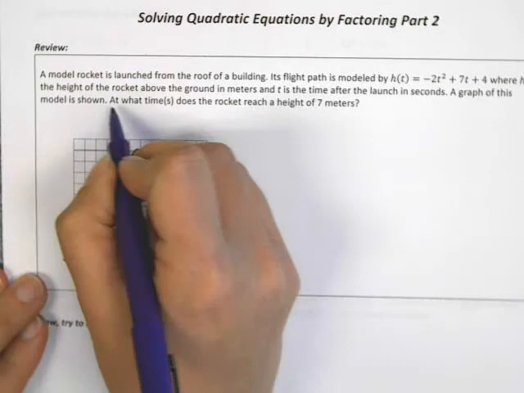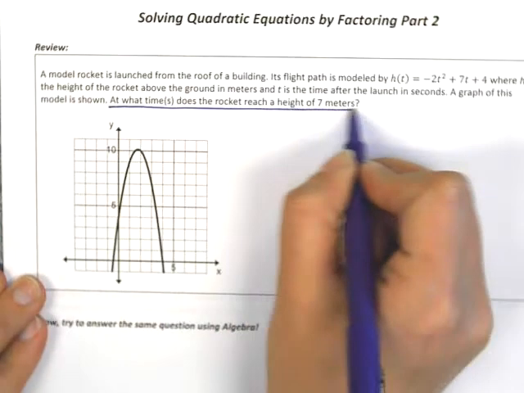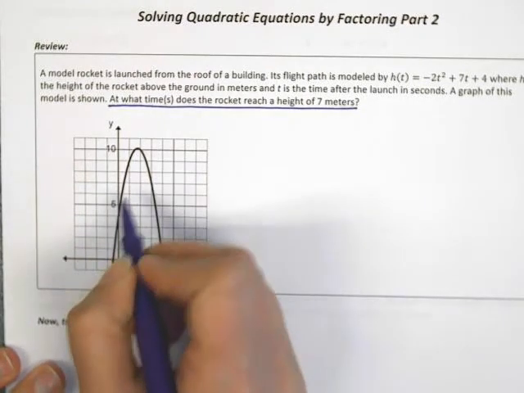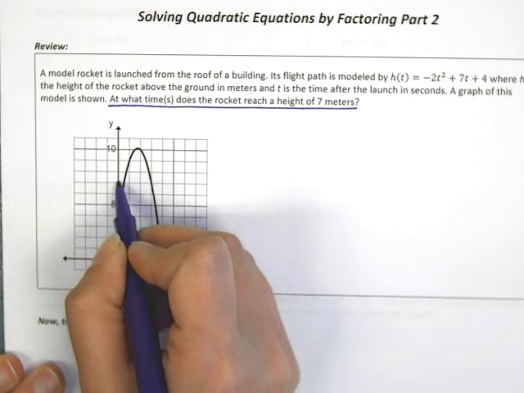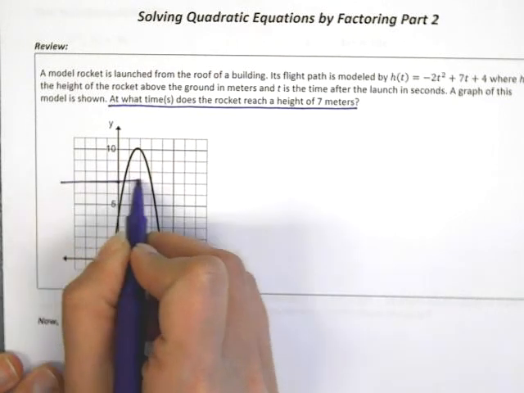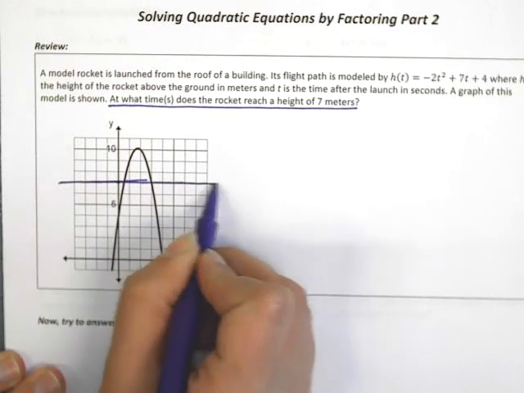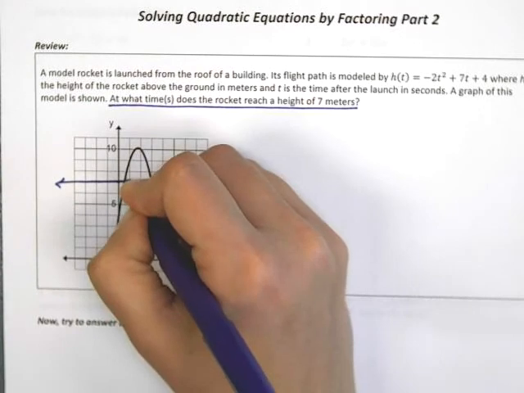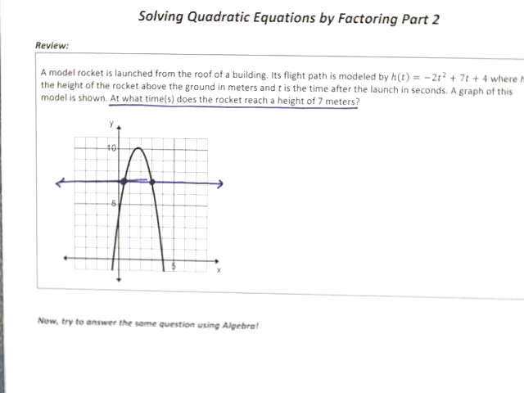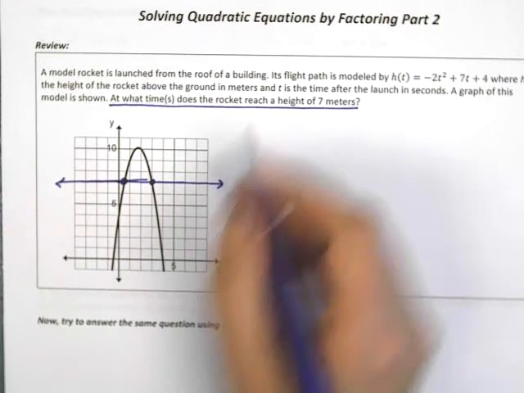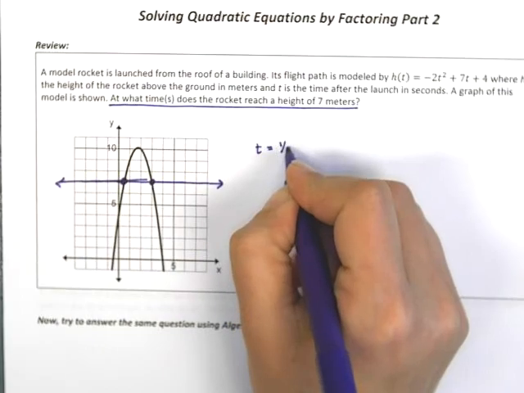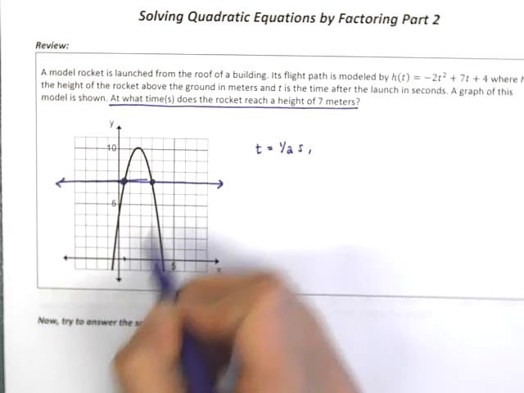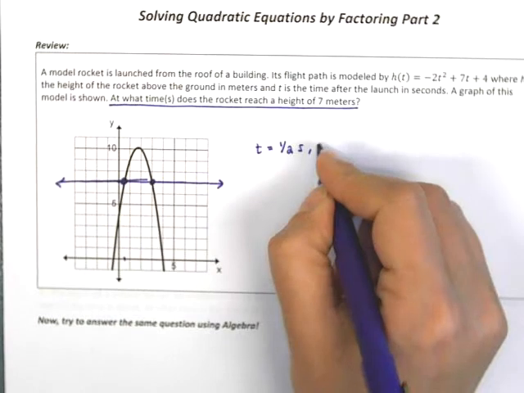As soon as we see this question, at what time does the rocket reach a height of 7 meters, we know we need to look for when the height is 7. Now, the 7 on the y-axis is here. So what I can do to figure out when the height is 7 is draw a horizontal line at that height. What this helps me see is that my rocket reaches a height of 7 here and here, which would be at approximately 1/2 seconds, so 0.5, it's like halfway in between the 0 and the 1, and 3 seconds.